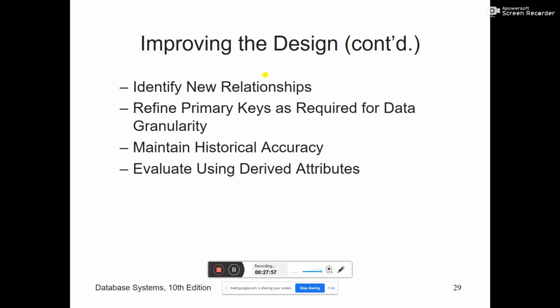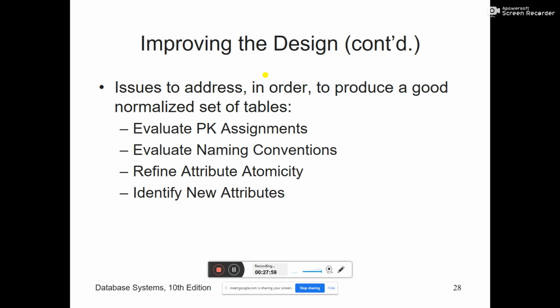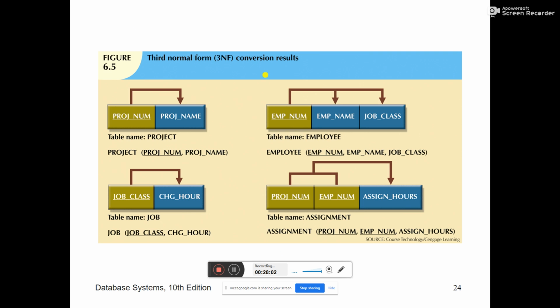If you look at the assignment table, here in this assignment table, it uses the assign hours attribute to represent the hours worked by an employee on a given project, like which employee on which project worked how many hours, and project num and employee num are the primary key of this table.